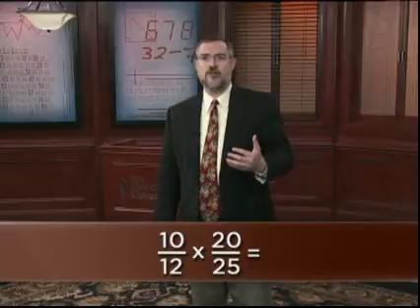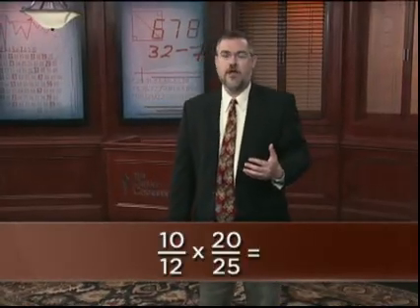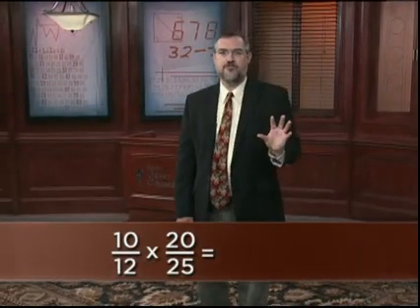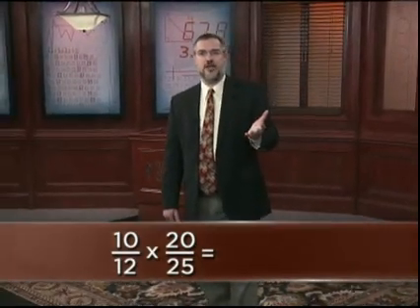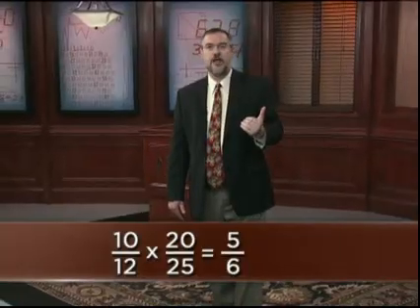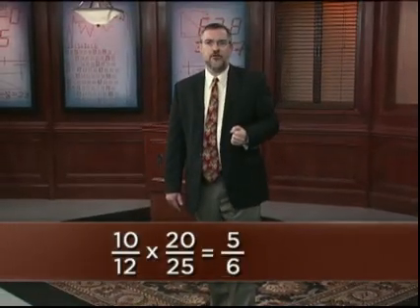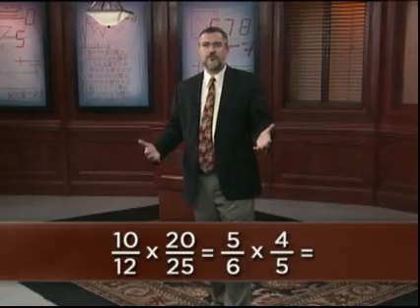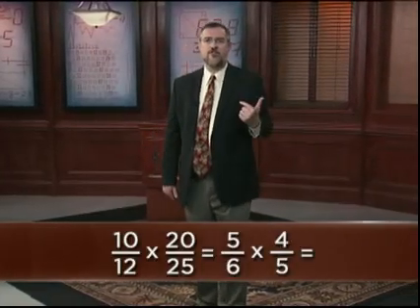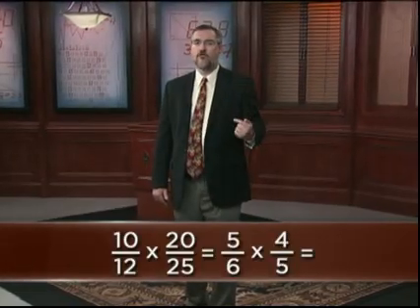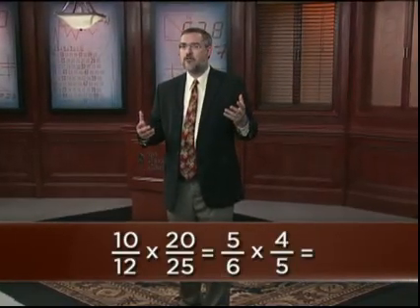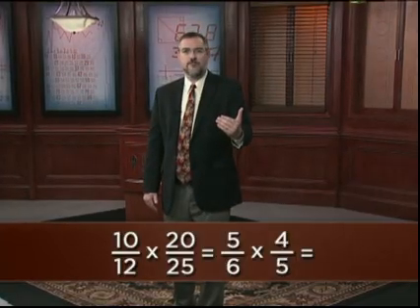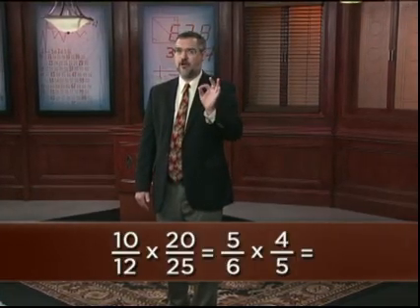So I would encourage us to start this problem by actually reducing the 10 over 12 and the 20 over 25. Well, the 10 over 12 is the same as 5 over 6. And the 20 over 25 can be reduced to 4 over 5. So the original problem can be rewritten as 5 over 6 times 4 over 5. And notice that one little thing of just reducing the original fractions has now made all of the numbers in the problem much smaller. And that's a great thing.